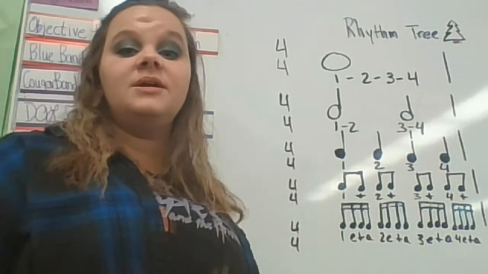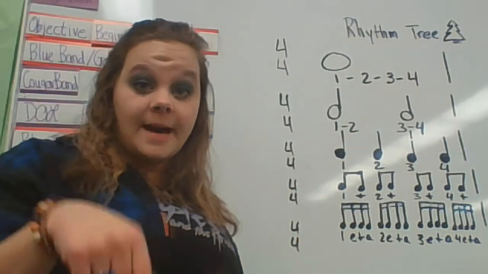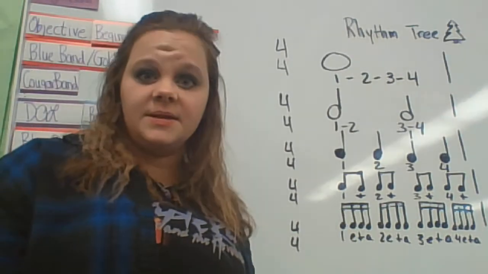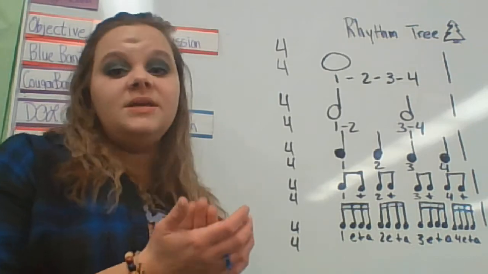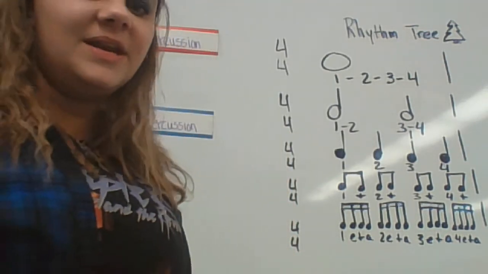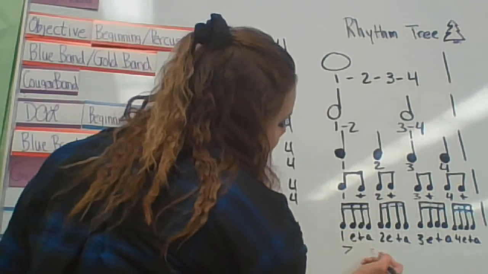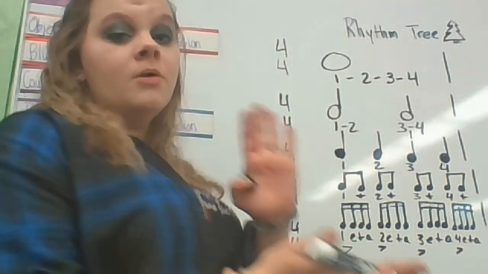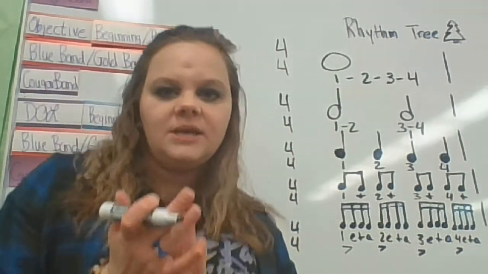1 E and a, 2 E and a, 3 and a, 4 E and a. Make sure you're still tapping your foot or nodding your head or moving so you know where the beat is. So you know it's 1 E and a, 2 E and a, 3 E and a, 4 E and a. Put a little bit of an accent, a little bit of an emphasis on the beginning of each grouping, and that's going to help you remember. This is our accent marking. So we're going to go 1 E and a, 2 E and a, 3 E and a, 4 E and a.